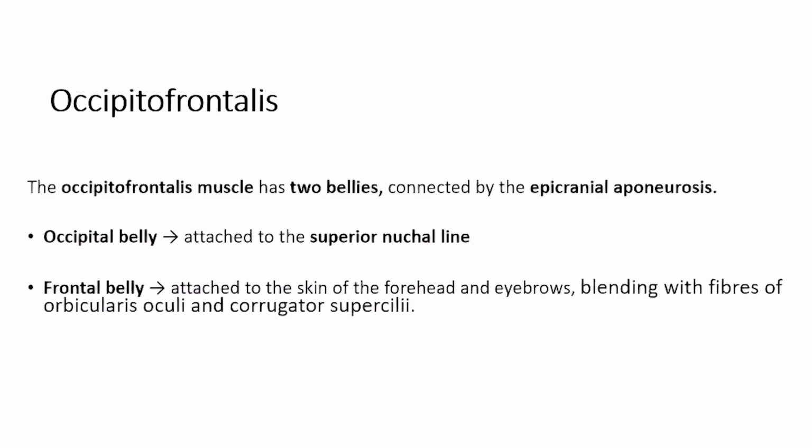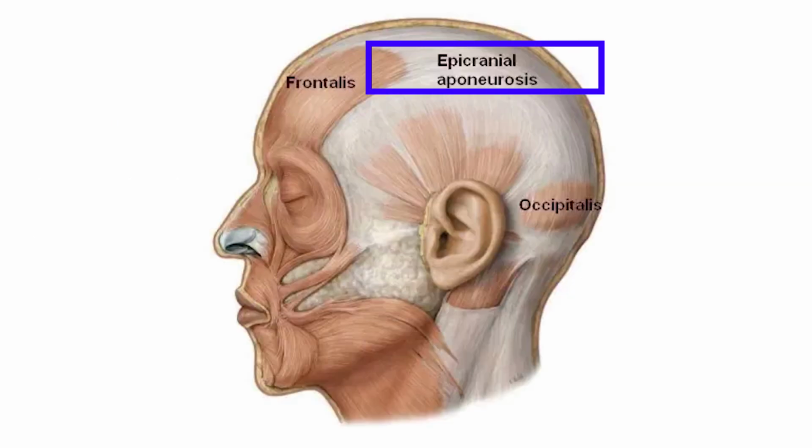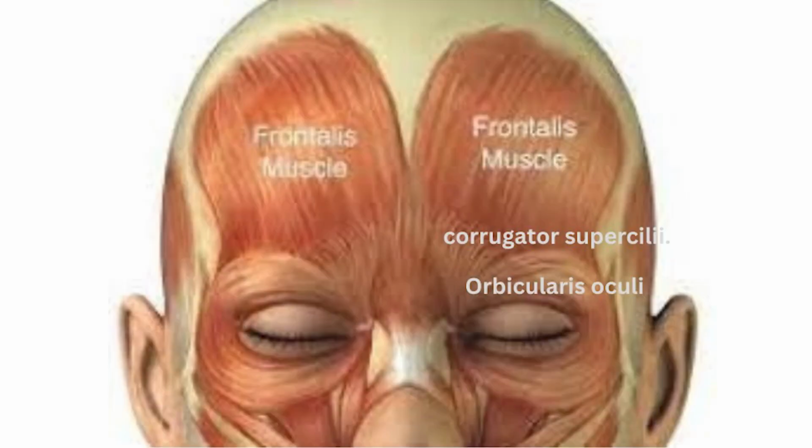The occipitofrontalis has two muscular bellies, frontal and occipital, joined by the epicranial aponeurosis. Posteriorly, it is attached to the bone at the superior nuchal line. Anteriorly, there is no bony attachment. The frontalis ends in the skin and subcutaneous tissue of the eyebrow, blending with fibers of orbicularis oculi and corrugator supercilii. These attachments direct blood towards the eyelid, creating a black eye.